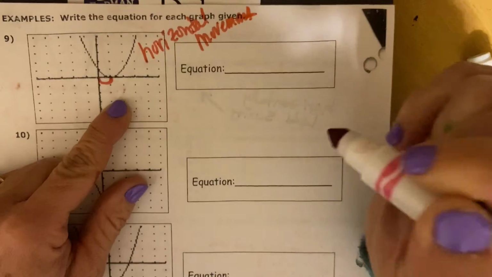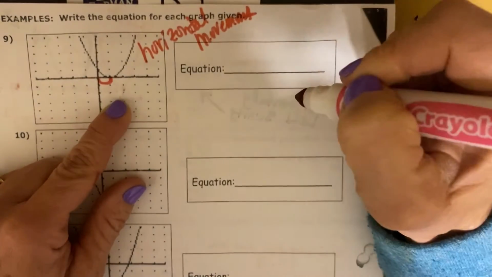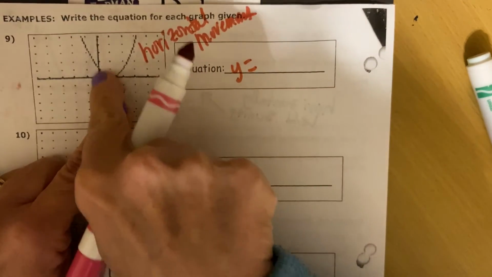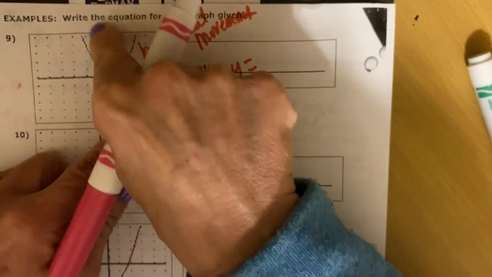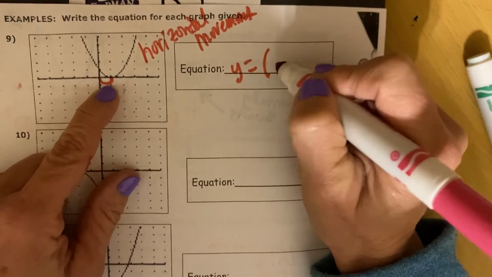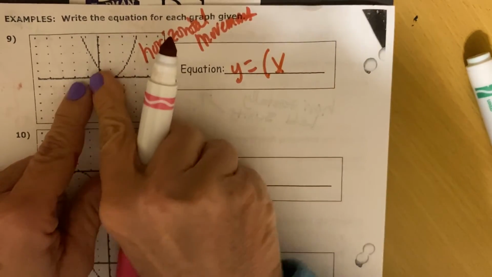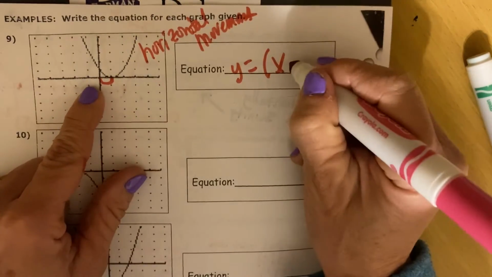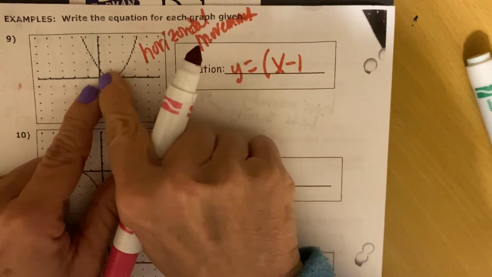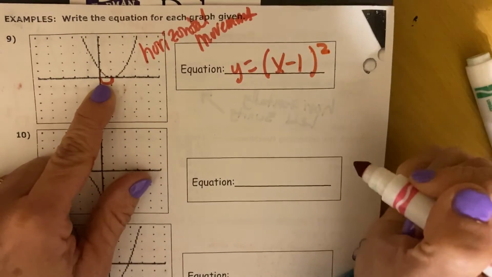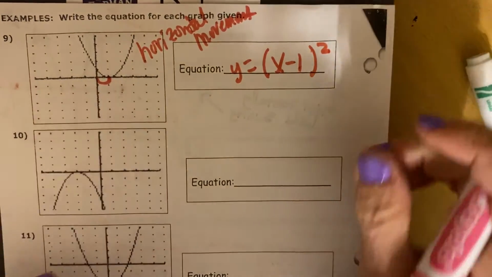The only way that I can get horizontal movement is by having parentheses. So my equation will be y is equal to, I do not have any vertical movement, so I'm not going to have anything plus c. So I'll have my parentheses, and then I'll have x, and then I need to go to the right. In order to get to the right, I'm going to have x minus, and then I've moved my vertex 1 unit, and so x minus 1 squared. So that is my equation.